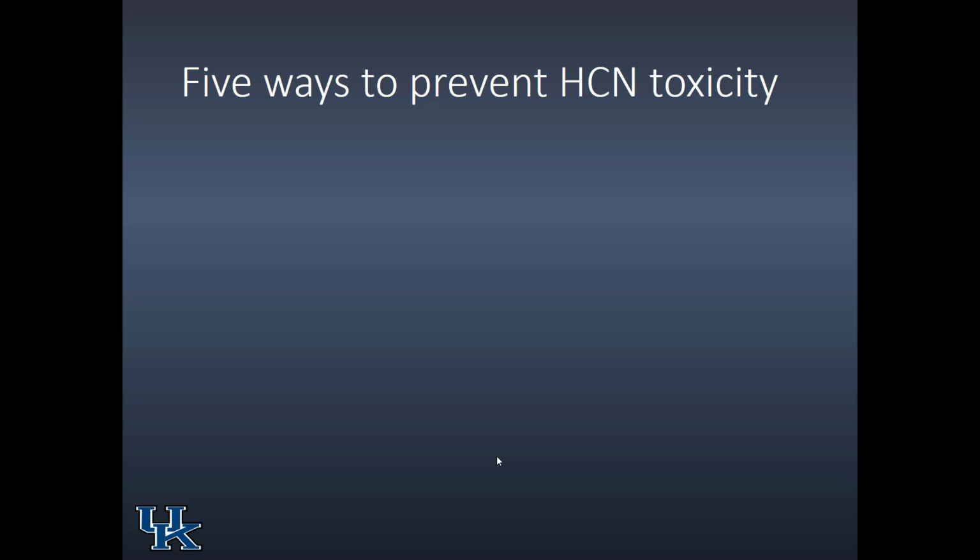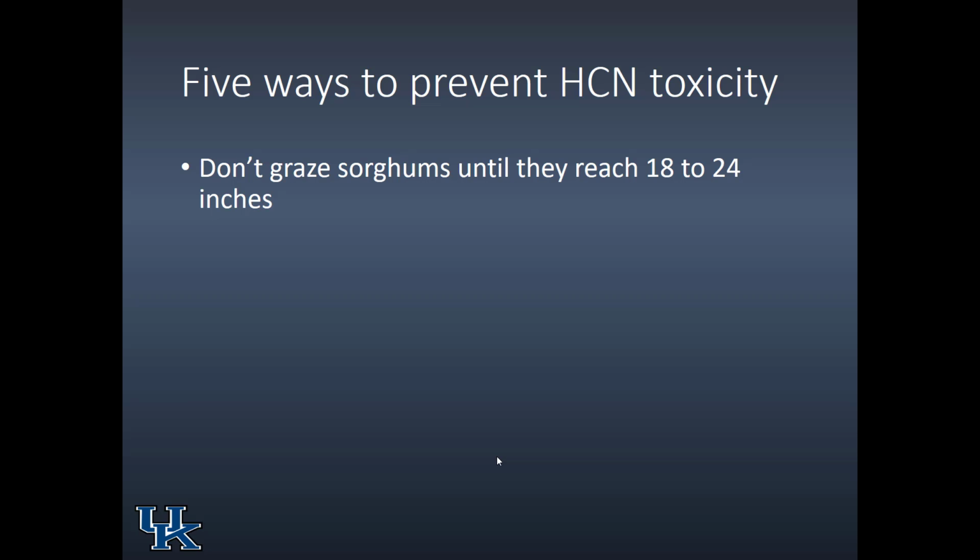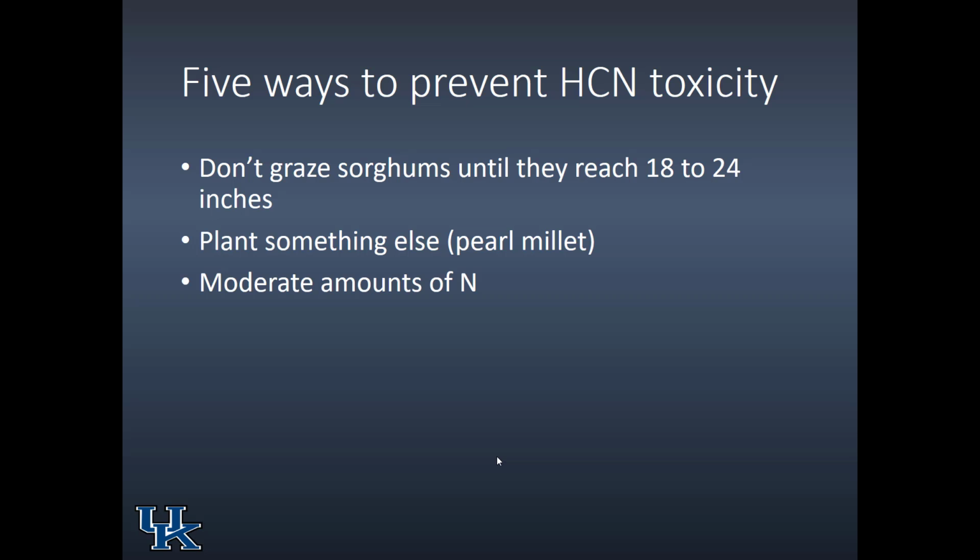How can we prevent cyanide toxicity? Don't graze sorghums until they reach 18 to 24 inches tall. Remember, it's the young leaves and the young green tissue that are highest in prussic acid potential. And of course, plant something else. Pearl millet is similar in growth habit to the sorghum Sudans and Sudan grasses, but has absolutely no prussic acid potential. And for that reason, a lot of producers will choose to plant pearl millet instead of the sorghums.